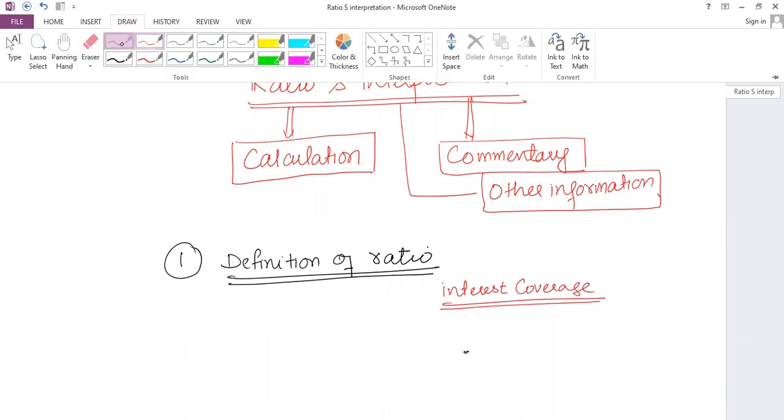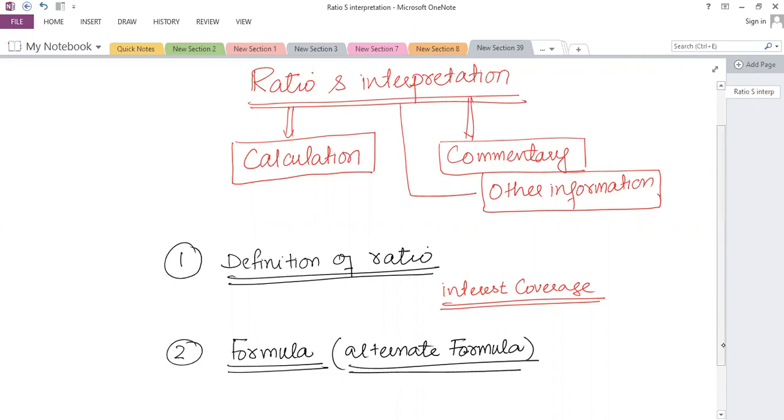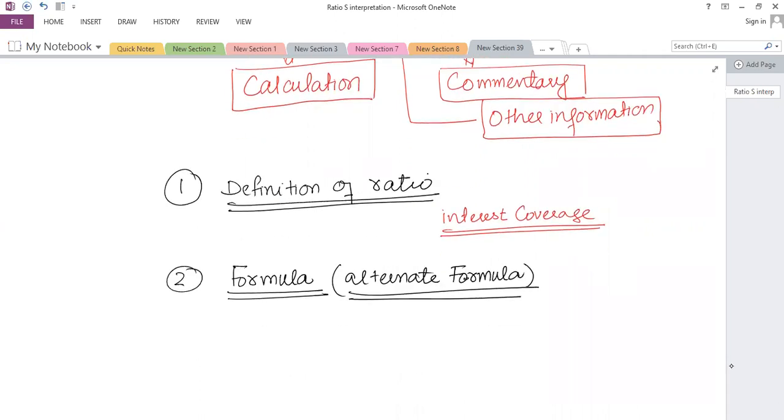Second thing is the formula, because although there are few marks available for ratio calculation, still each mark is very important in the exam. So suppose 5 to 6 marks are for calculation, we need to take these complete 5 to 6 marks. Okay, so the formula, and especially the alternate formulas. If there is any other formula for a ratio, you should know each and every alternate formula.